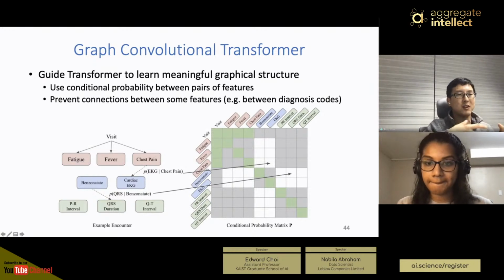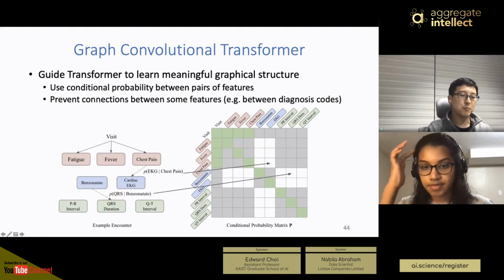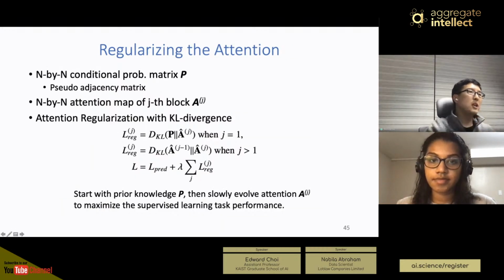That way the outcome of this process looks a bit more like the true EHR structure. So it's very domain knowledge driven. You don't start from ground zero. You start from the conditional probability matrix P. Your P is kind of like the pseudo adjacency matrix, and then for the following attention maps, or self-attention maps, you do a regularization using KL divergence.